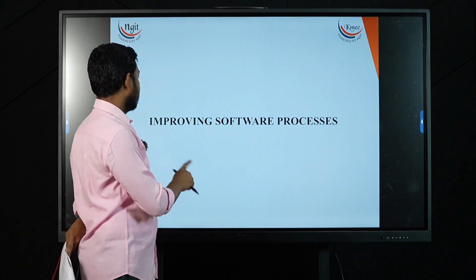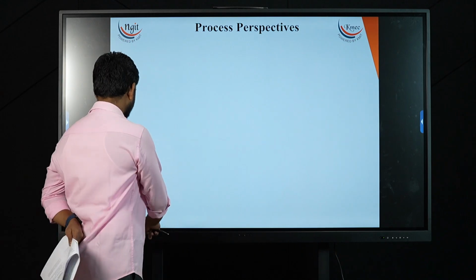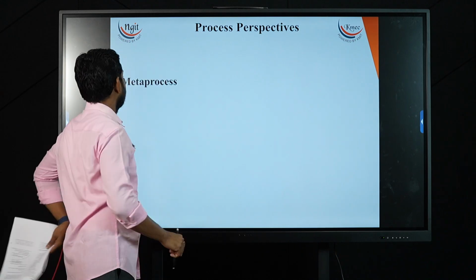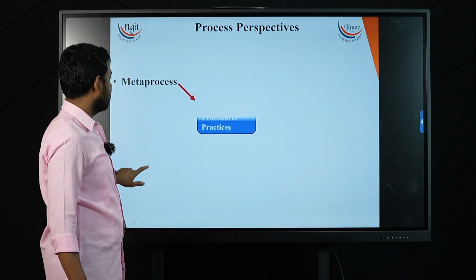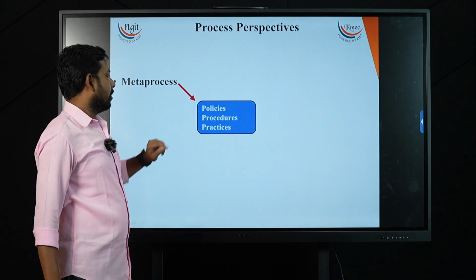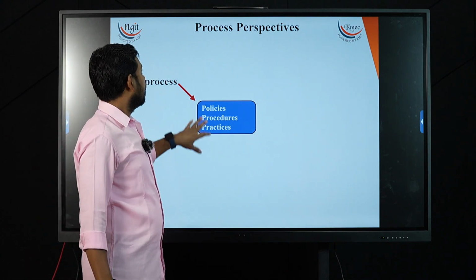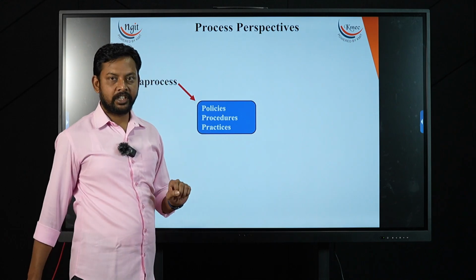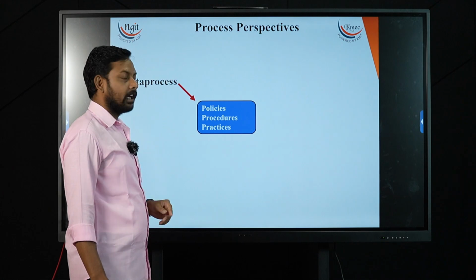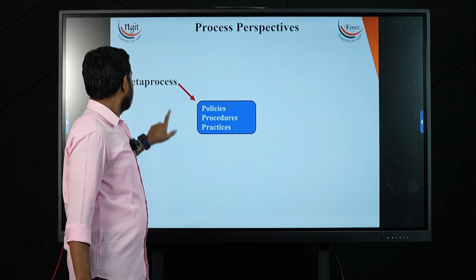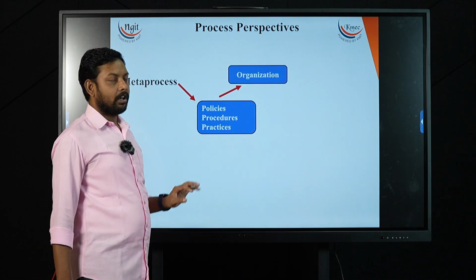So next we'll try to understand how we can improve your software process. In order to improve your software process, there are 3 different types of software processes available. First is your meta process. Meta process is going to focus on 3 different factors: the policies, procedures and practices. What are the policies, what are the different procedures used, what are the practices used in your organization. So meta process is purely related to all these factors of your organization.